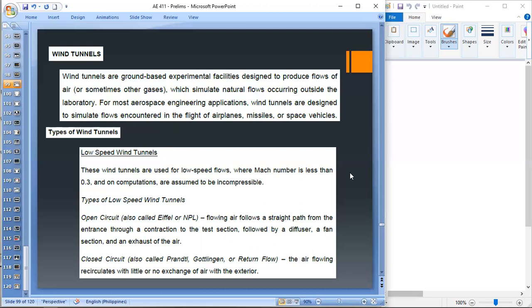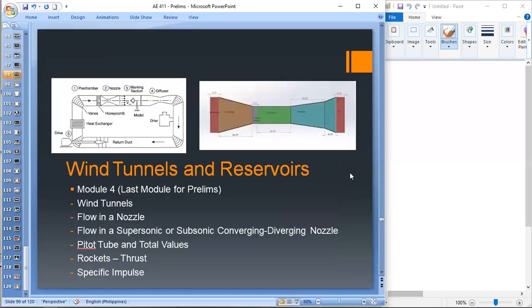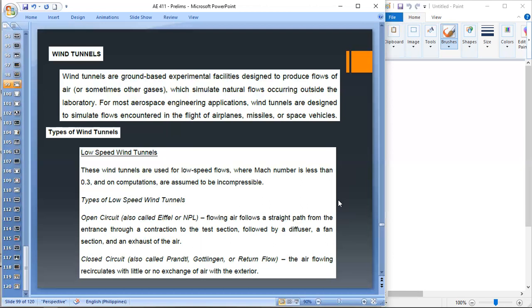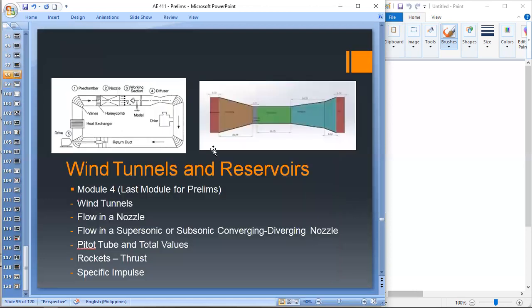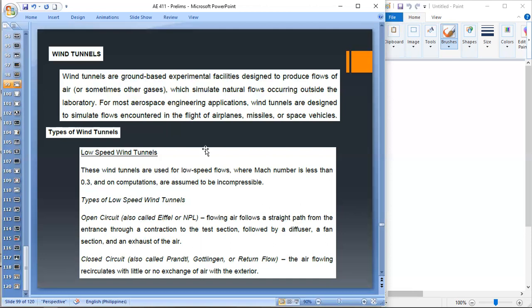So kanina, sa introduction natin, makita natin yung picture natin doon. So this, sa right side natin, makita natin yung open circuit natin sa wind tunnels. So also called Eiffel or NPL. So yung isa naman is closed circuit. So the air flowing recirculates with little or no exchange of air with the exterior. So ito yun, isa natin, yung closed natin. So sa aerolab nyo, study ng wind tunnels, same lang din yan. So review lang talaga to.